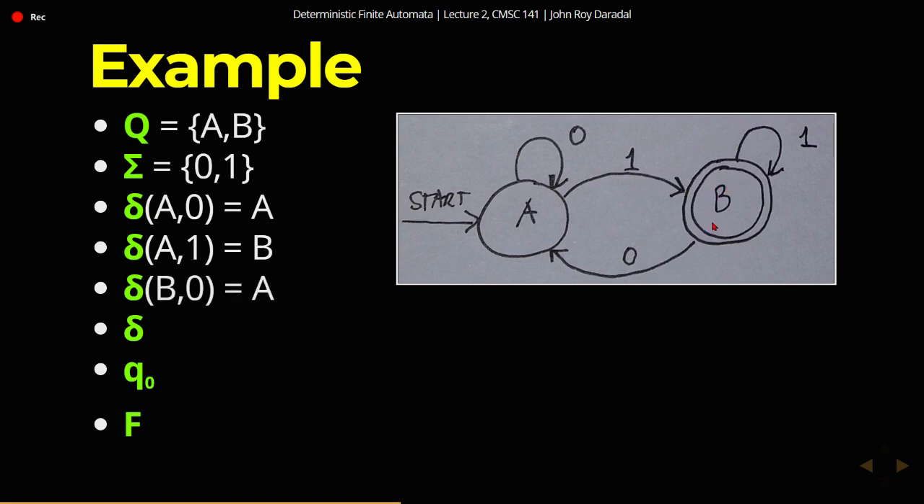B on 0 goes to A. So B on 0 is directed to A. And B on 1 goes to B. Our Q sub 0 or our start state is A. And our final or accepting states is just the set containing B, since we only have one accepting state. So that is how you write your 5-tuple notation.